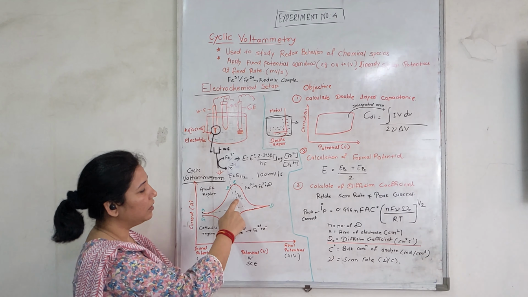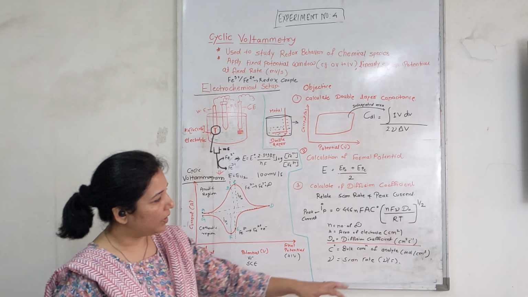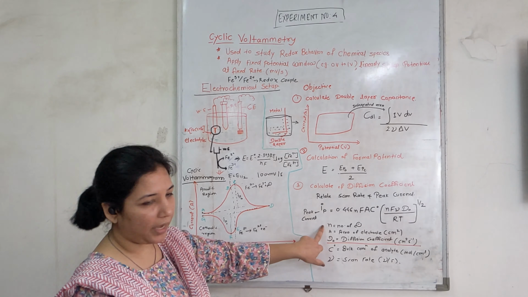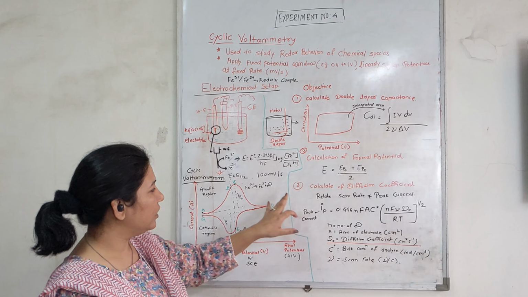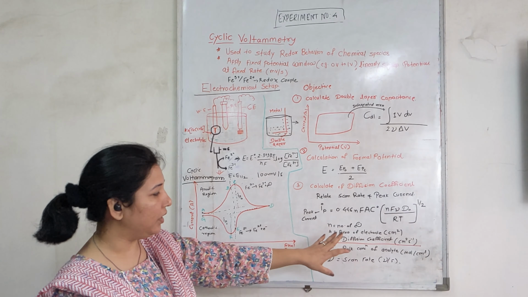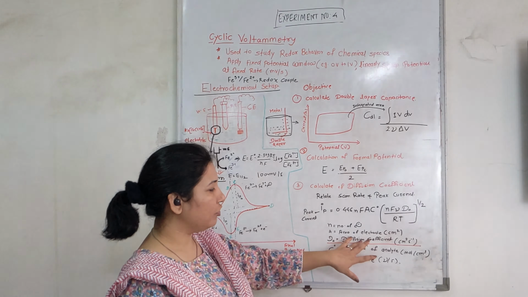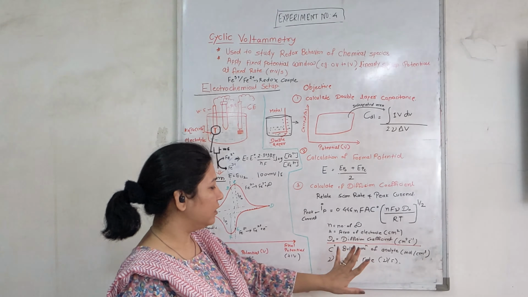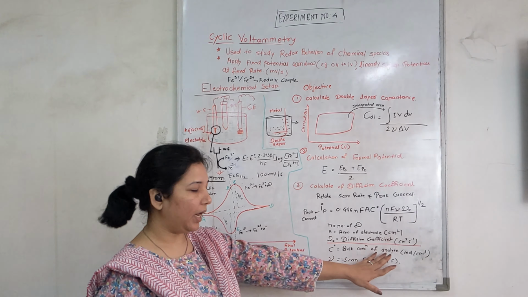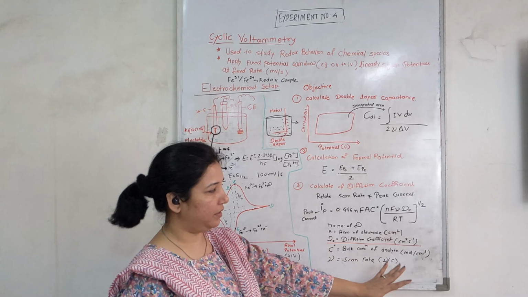So you will find the peak current for the anodic region. Then there is n, which is the number of electrons. In this case, only one electron transfer is happening, so n is 1. A is the area of the electrode, which you have to measure. D is the diffusion coefficient that you have to calculate. C0 is the concentration of the analyte, that is Fe2+ or Fe3+, and ν is the scan rate.